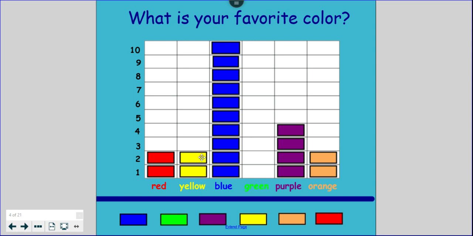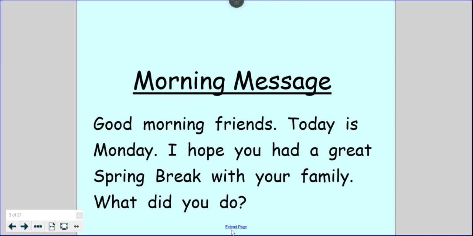Two students chose yellow as their favorite color, and two students chose orange as their favorite color. Awesome. So yellow, red, and orange are all equal because they all have two. Awesome.